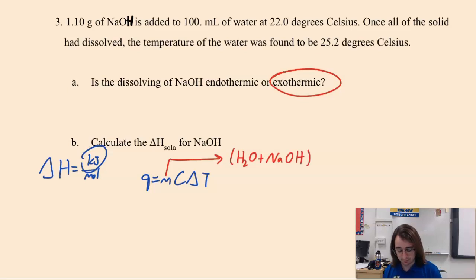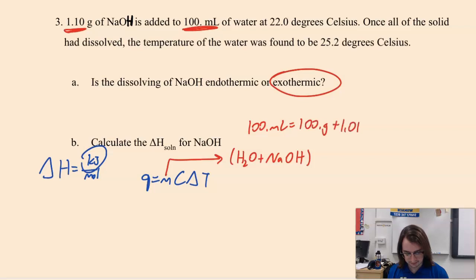So that means we're going to have this 1.1 grams and the 100 milliliters of water. Remember that 100 milliliters is the same thing as 100 grams. So that plus 1.01 gives us 101 grams. So we are going to use that 101 grams, and that's what we're going to plug into the m.